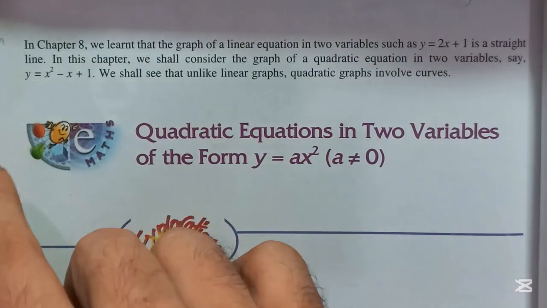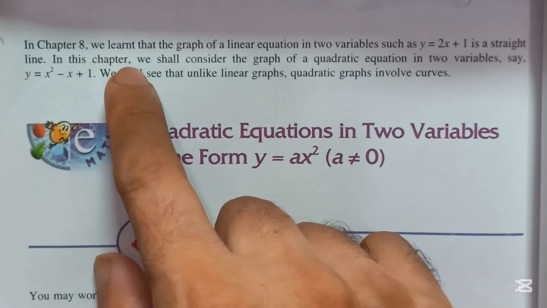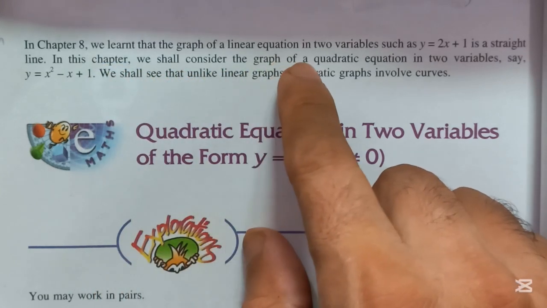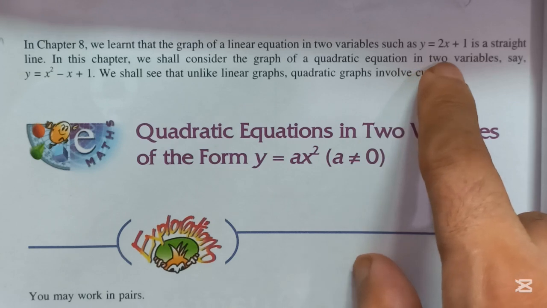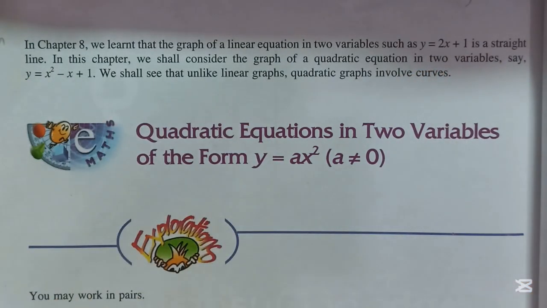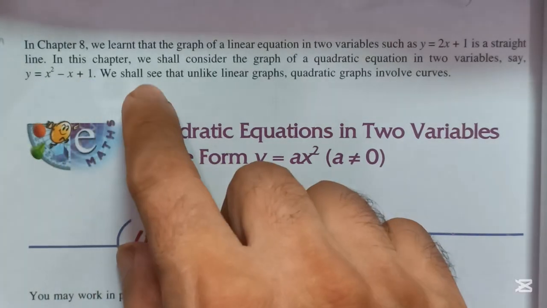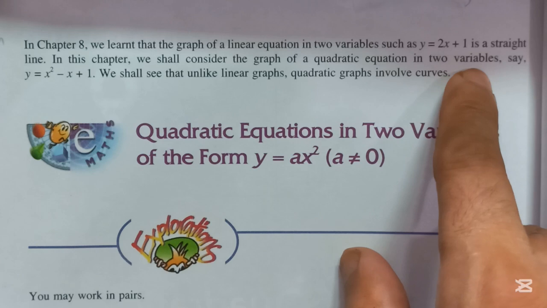The graphs of the linear equation which we have learned. We learned that the graph of a linear equation in two variables such as y is equal to 2x plus 1 is a straight line. So we have learned in the graphs of the linear equation that the graph of the linear equation is always a straight line. In this chapter, we shall consider the graph of a quadratic equation in two variables.